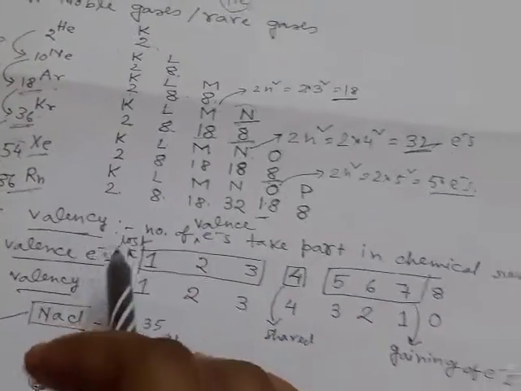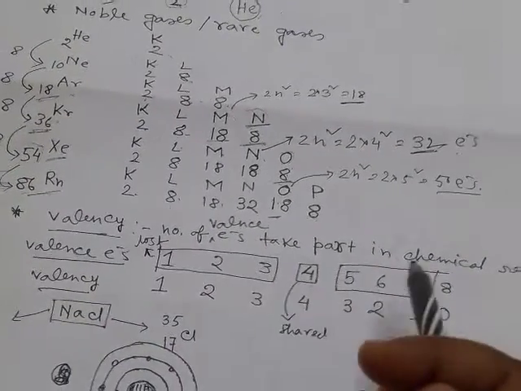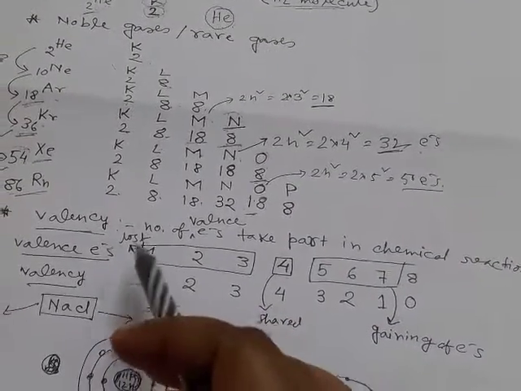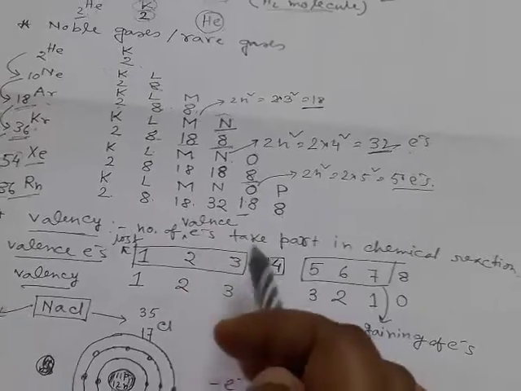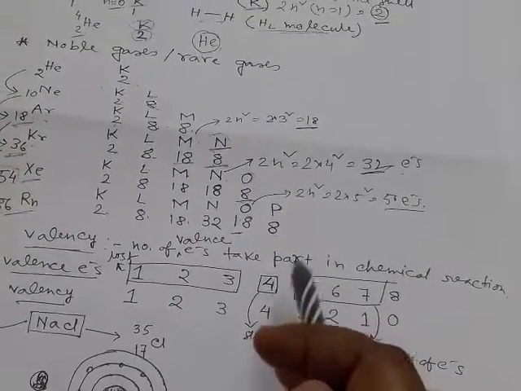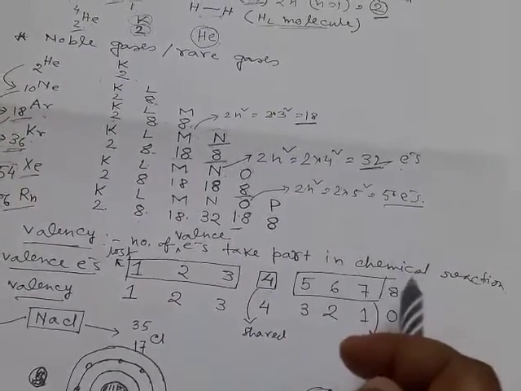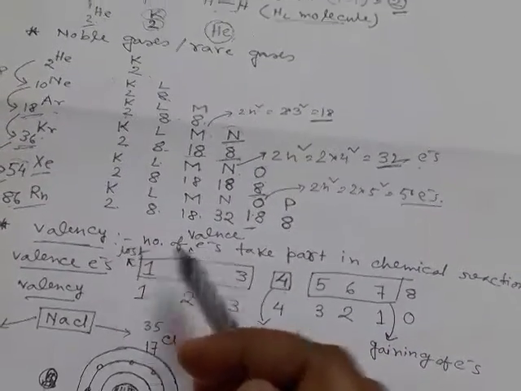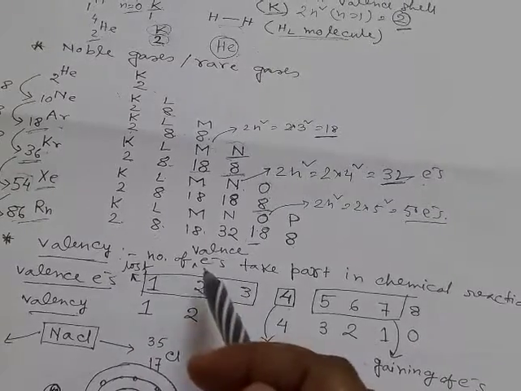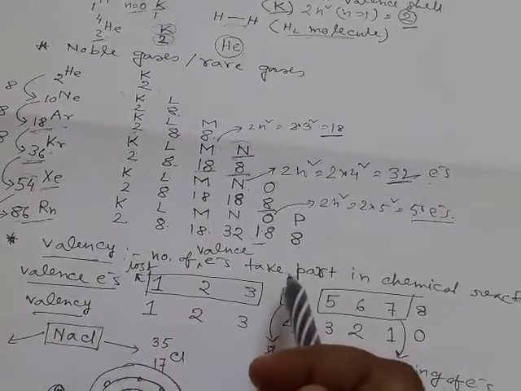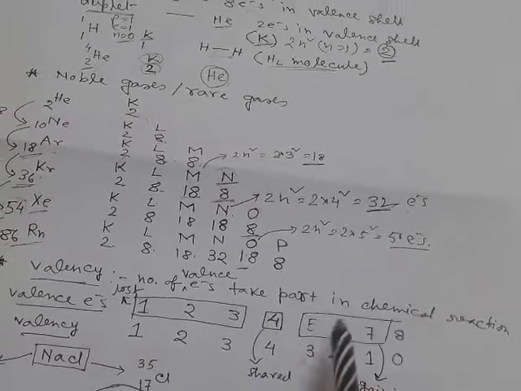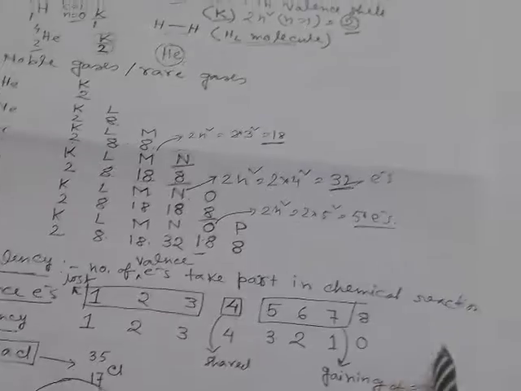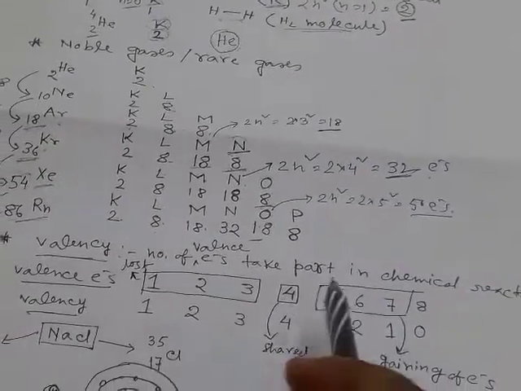Now what is valency? Valency of an atom is the number of valence electrons of that atom that can take part in a chemical reaction. For an atom, there are different numbers of valence electrons present in the valence shell, and the number of valence electrons that can take part in a chemical reaction, that is called valency.